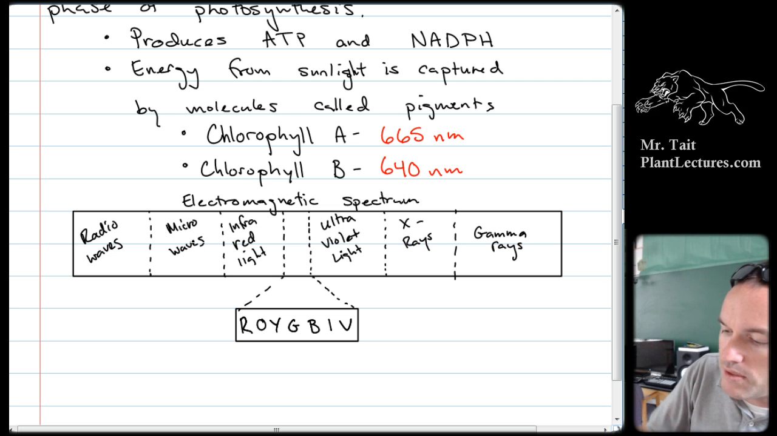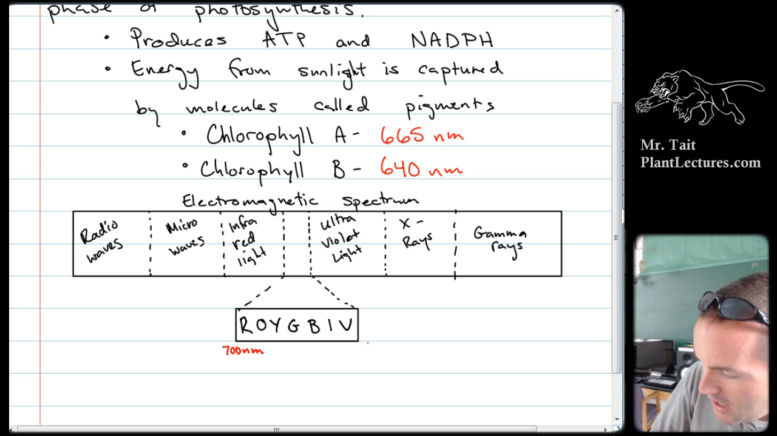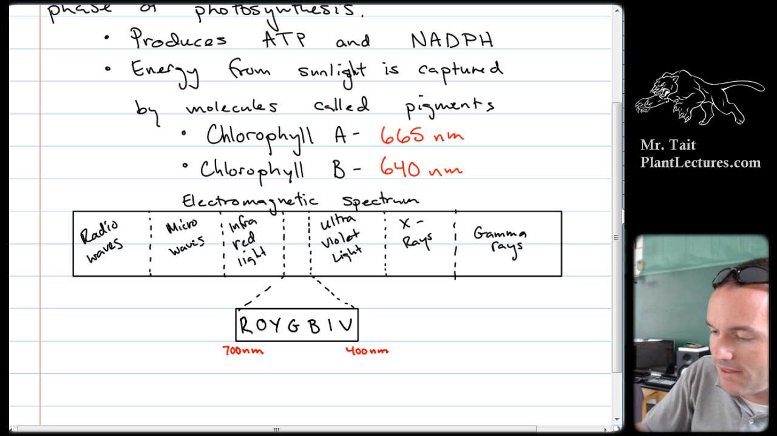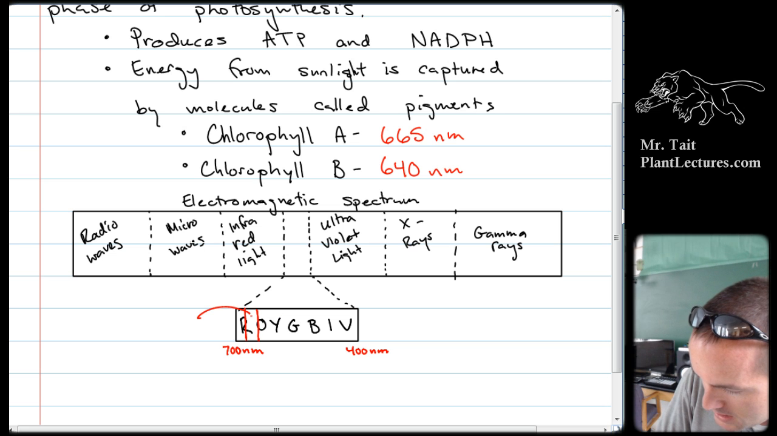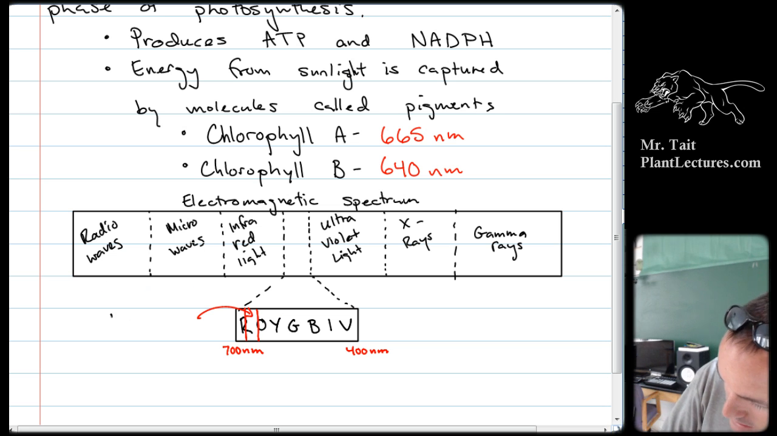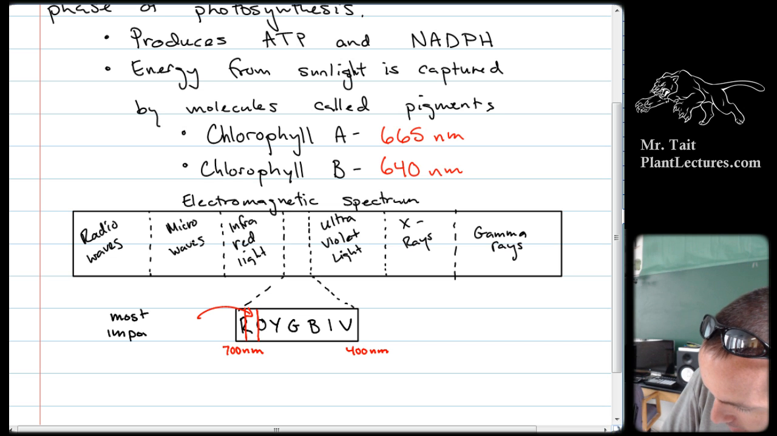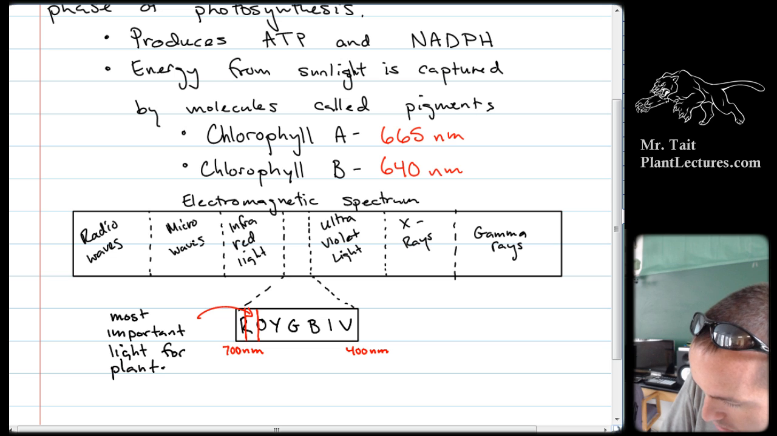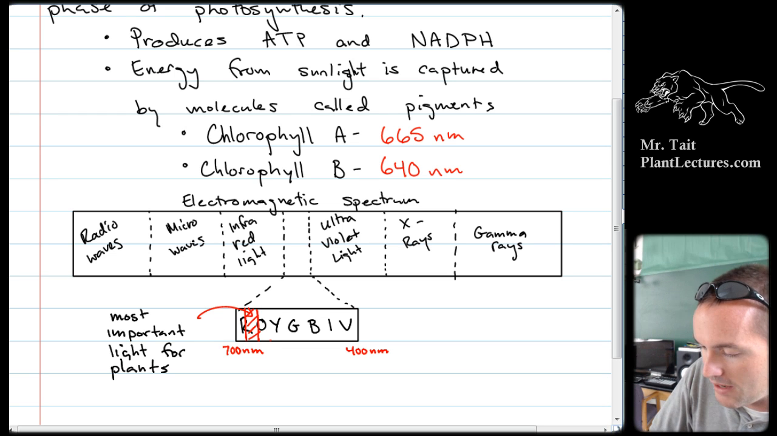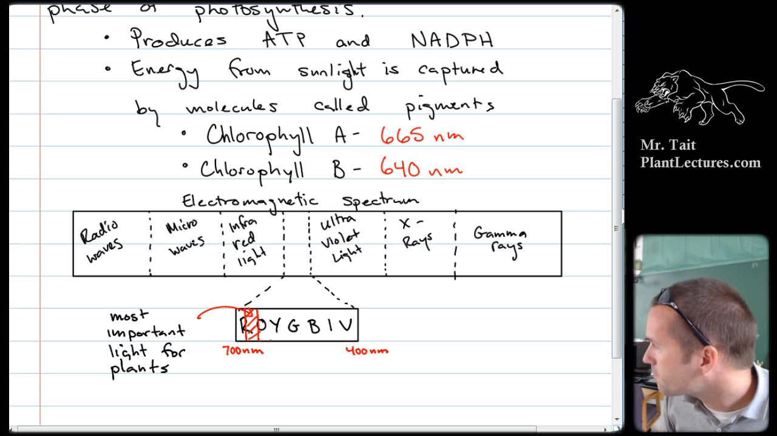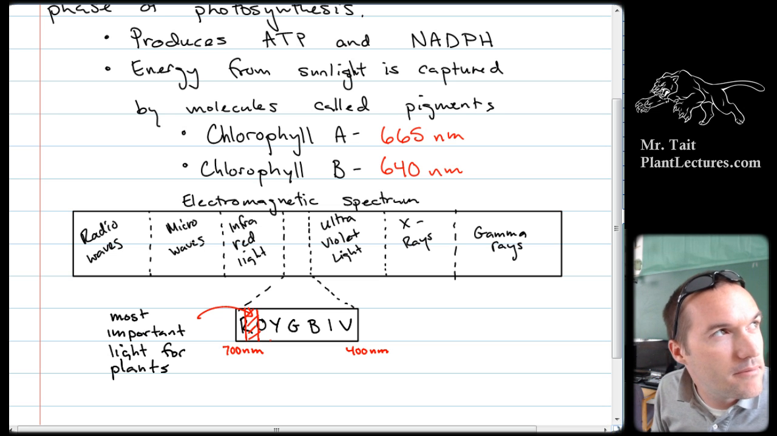Okay, so we talked specifically about chlorophyll A and chlorophyll B, and so if you know the range here, red is about 700 nanometers and violet is about 400 nanometers. And so the band that chlorophyll A and chlorophyll B are going to take up is right about the end of red and the beginning of orange. Okay, so this is the most important light for plants. And we know this because this is the light that is going to get absorbed by those pigments. And the pigments are the things that are going to actually capture the energy from that light. Okay? That means that when you look at a plant, you would expect it to be red?